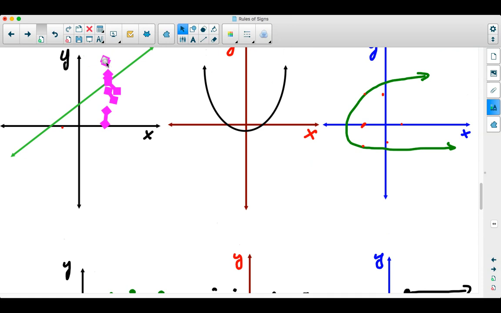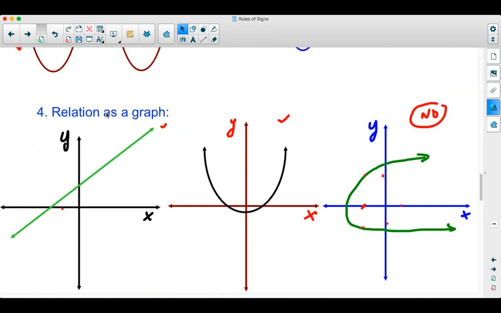Let's clean this up. I was trying to trace a vertical line, but I think I ended up messing up my drawing. So let's try again. Here is a vertical line.